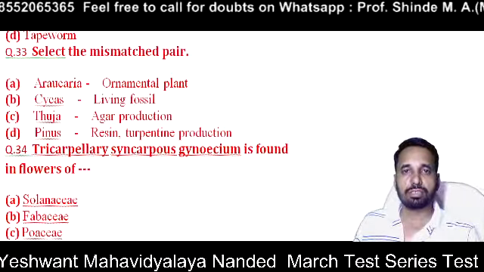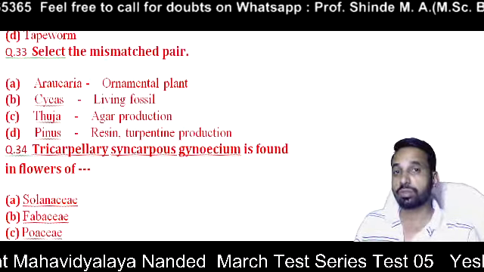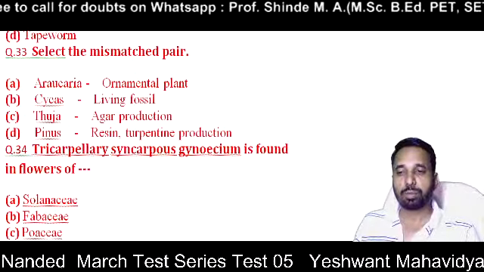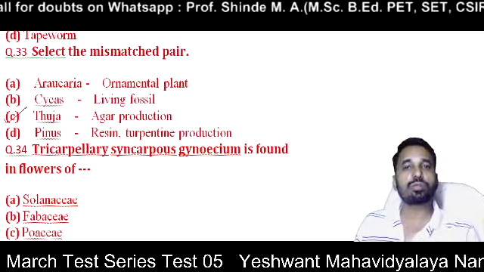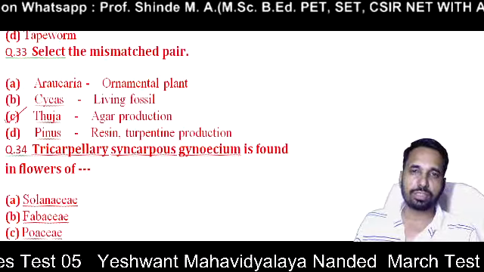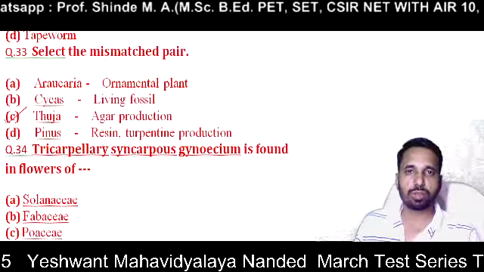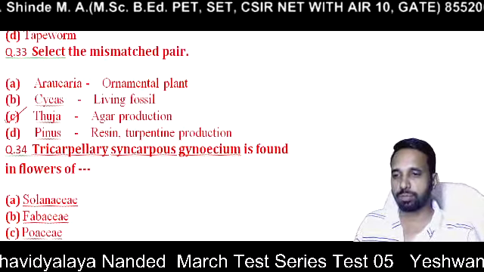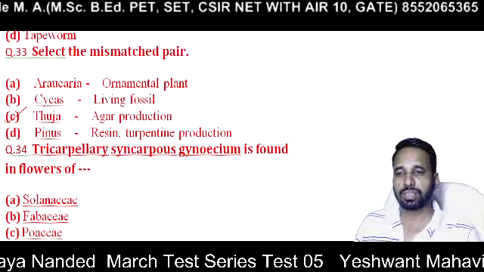Now these are some questions which are totally outside the context of NCERT. So here Thuja, agar production, this one for sure we can say that this is wrong. In fact, this is not totally outside the context of NCERT, because what is used for agar production we already know is Gelidium and Gracilaria. Okay, Thuja comes under gymnosperm. So this is the thing which is mismatched here.